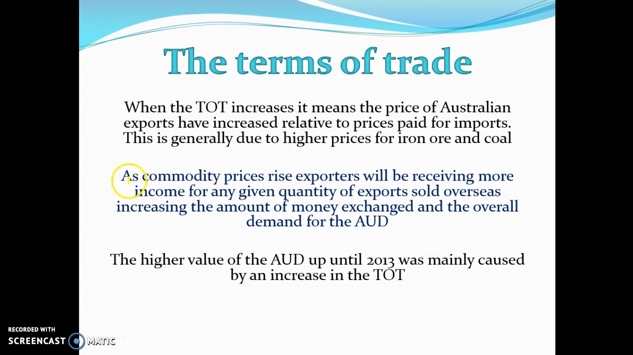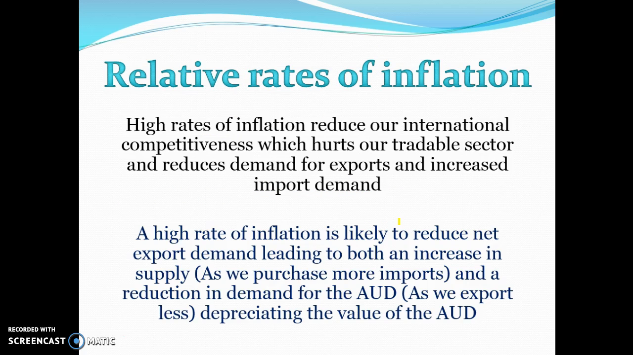Terms of trade, we talked about this in class. When the terms of trade increases, the price of Australia's exports have increased relative to imports. Commodity exporters will be receiving more income, and that's going to increase the demand for the Australian dollar. More money needs to be exchanged into Australian currency if they want to purchase our products, and therefore that will lead to more credits and a higher demand for the Australian dollar.